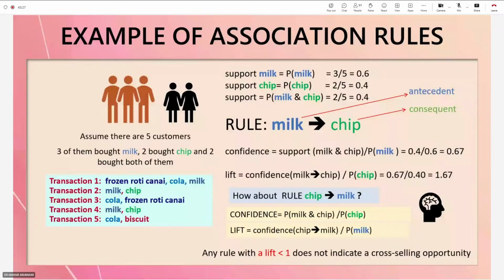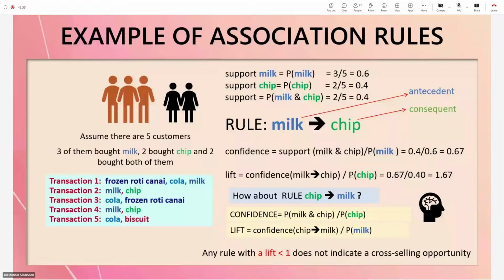What is our confidence here? We already have 0.67 divided by what? And now we have to talk about the consequent, because now it's going to be divided by the support of the consequent of the rule, which is cheese here. So now divide it by 0.4, then finally we have 1.67. So this is why the rule is saying that when we have a lift which is less than 1, it does not indicate a cross-selling opportunity.